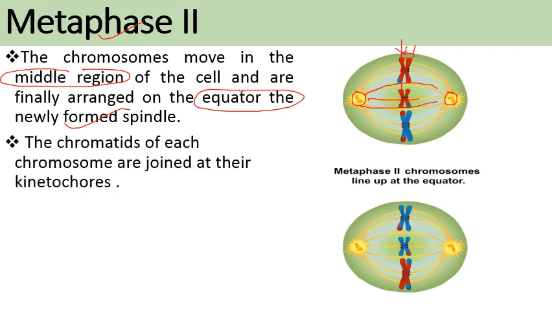The chromatids of each chromosome are joined at the kinetochores. The chromatids are joined near the centromere, which also contains a disc-like structure called kinetochore. The chromosomal microtubules extend from opposite poles of the spindle as in mitosis.